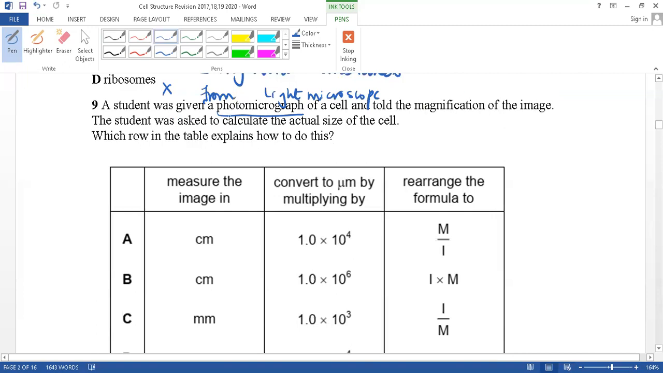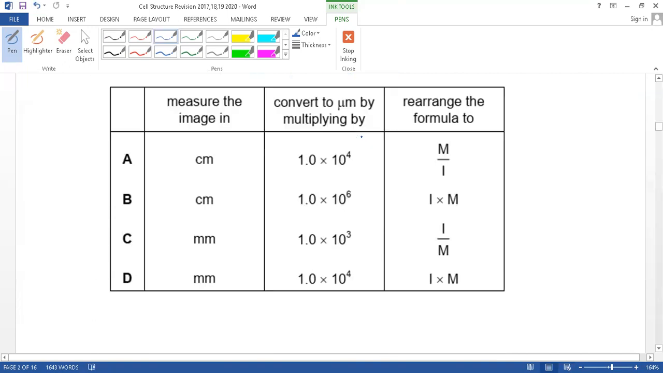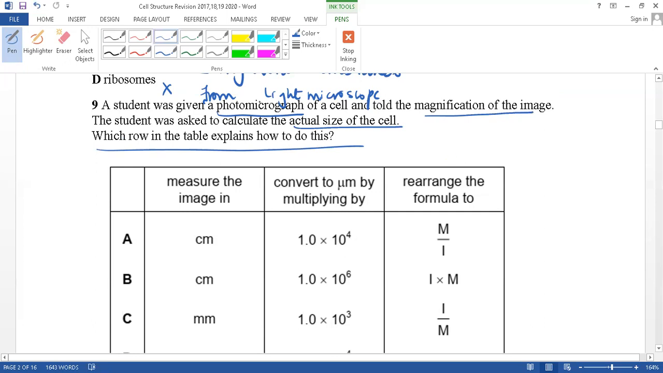The student was given a photomicrograph of a cell and told the magnification of the image. The student was asked to calculate the actual size of the cell. Which row in the table explains how to do this? We have just done such a question previously. The formula would be this, but the student is going to switch the formula this way. He's going to first calculate the image measurement.